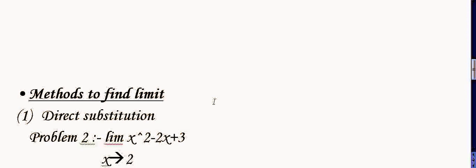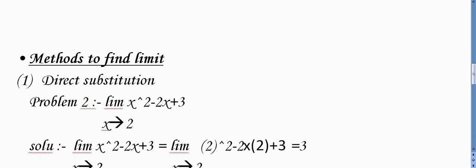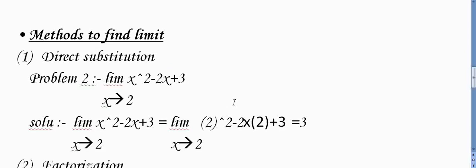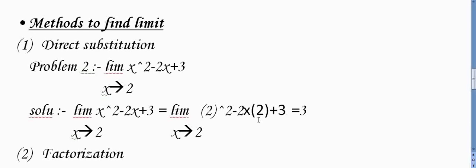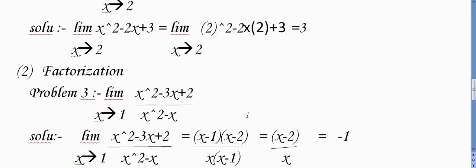Now next are the methods to find or solve a limit. We have different methods. First is direct substitution. Here the problem is limit x tends to 2, x square minus 2x plus 3. Here you see there is no problem. We directly substitute the value in the function and we get the required answer. Okay, you watch, directly substitute the value of x, solve it and get the answer.